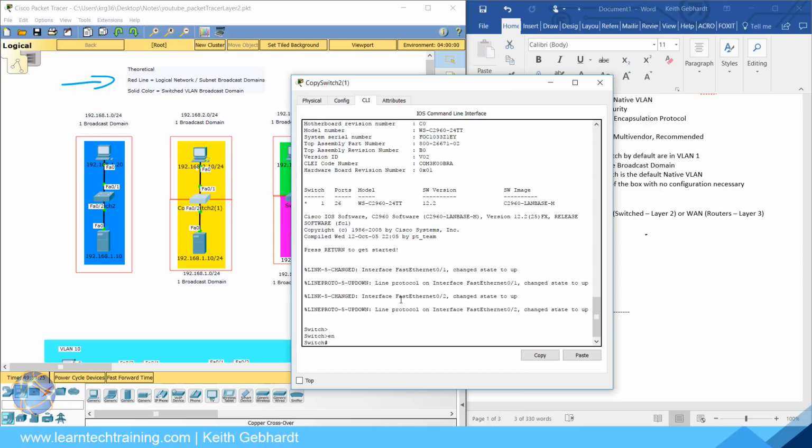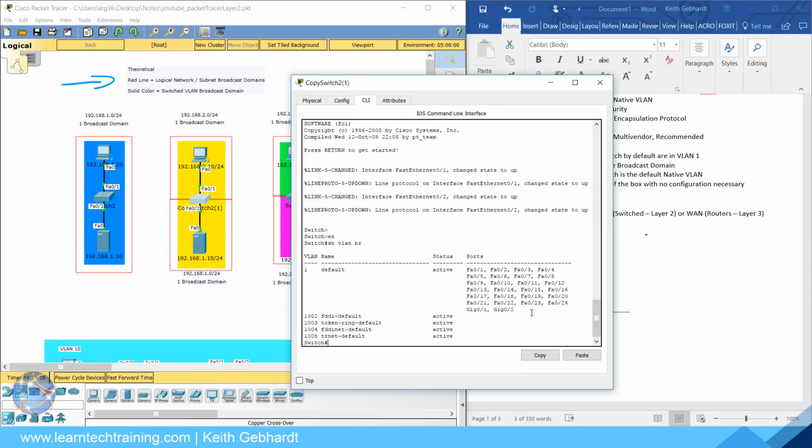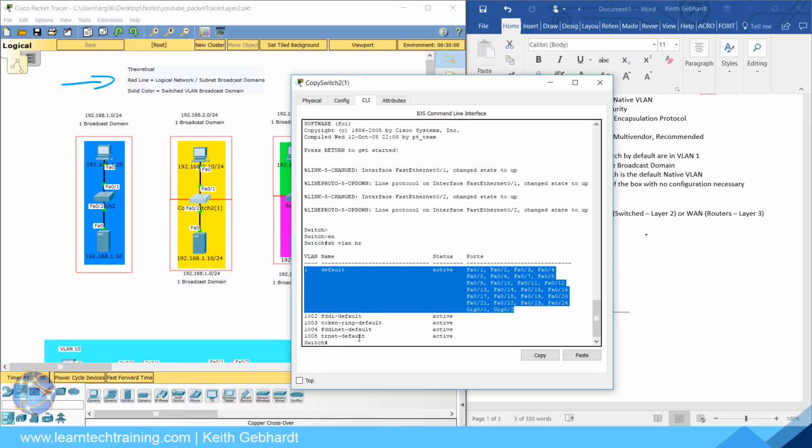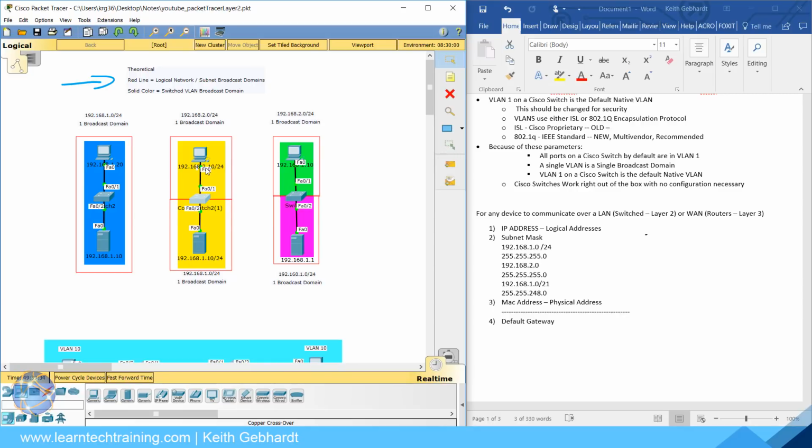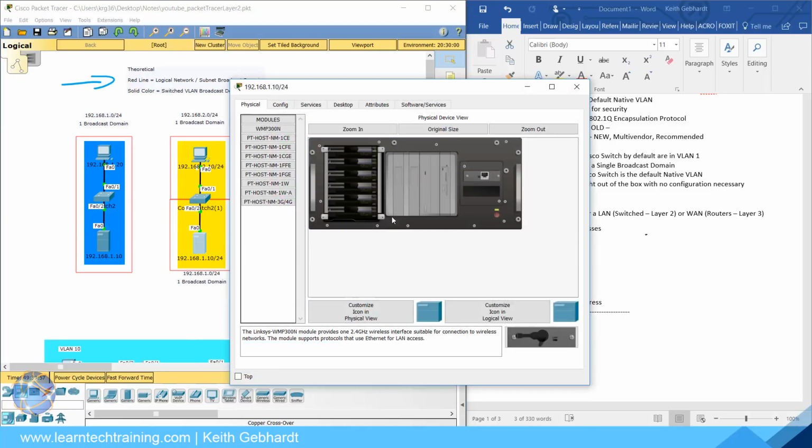And enter, enable, show VLAN brief is the command. Every port is in VLAN 1. We have no other VLANs. These are just default VLANs on the switch, obviously. But we could see that my computer here is a 2.10, and this computer is a 1.10. So logically, at layer 3, for the IP address information, the host or the server and computer are technically, through their IP address and subnet mask, in different logical broadcast domains. Even though the switch at layer 2 VLAN is a single broadcast domain, do you think they'll communicate?